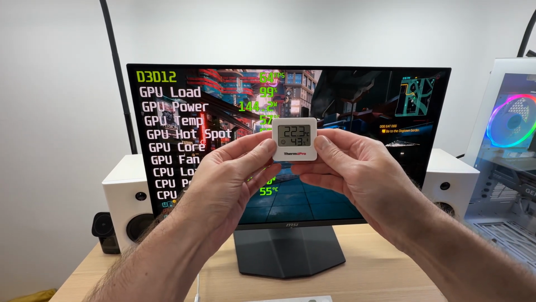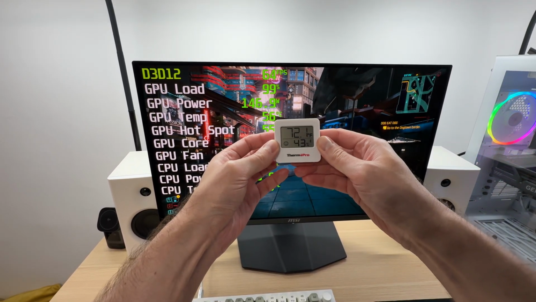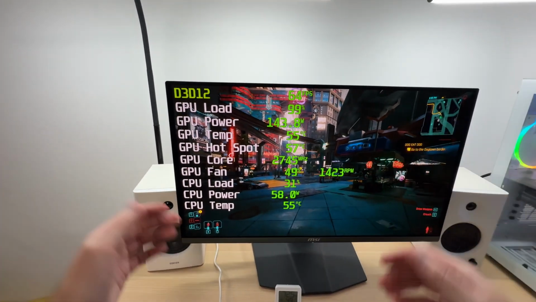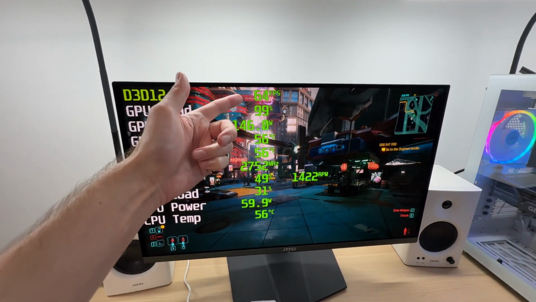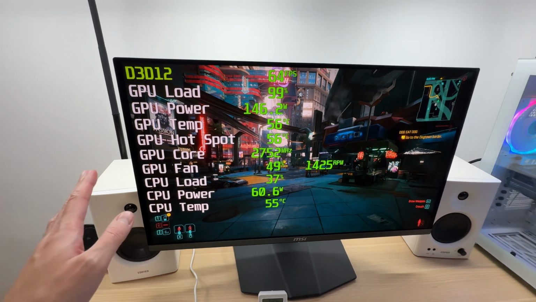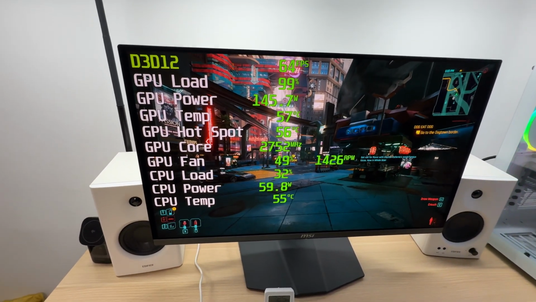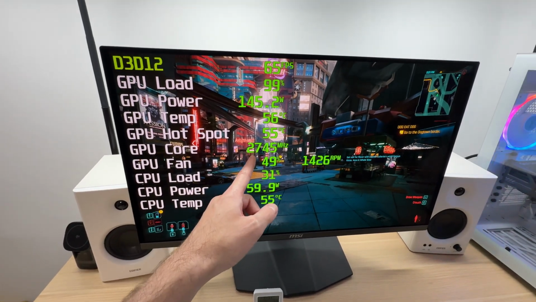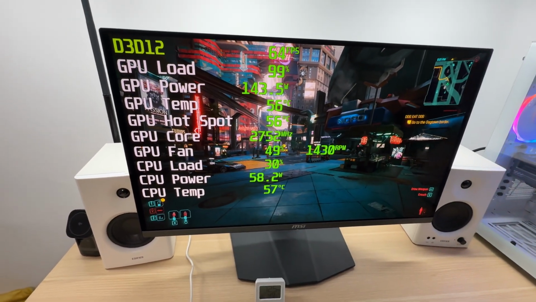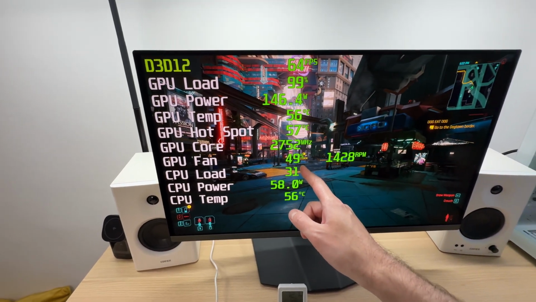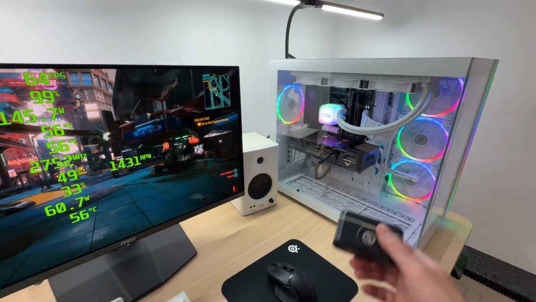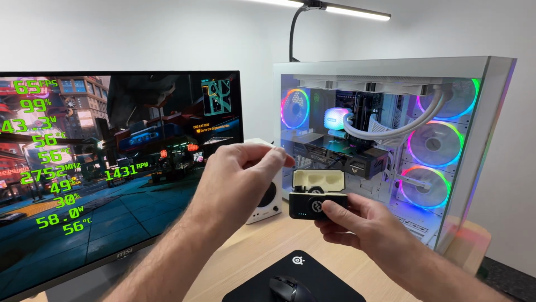The room temperature is 22 degrees Celsius, that is 72 and a half degrees Fahrenheit. And the GPU performance is at 64 FPS. We're consuming about 145 watts. The GPU temperature is hovering around 56 degrees Celsius. The GPU core clock is at 2745 megahertz, sometimes jumping to 2752 megahertz. The fan speed is at 49%, that is 1430 RPM. As for the noise, let's take a listen using this wireless microphone.